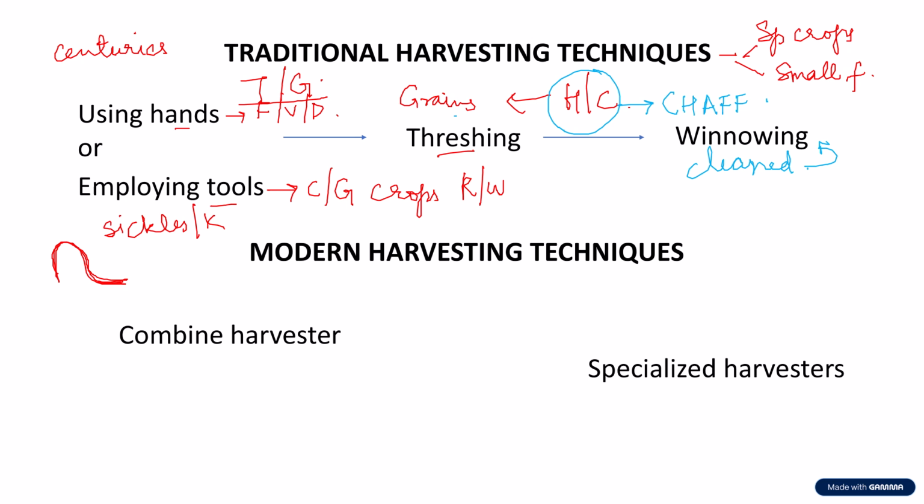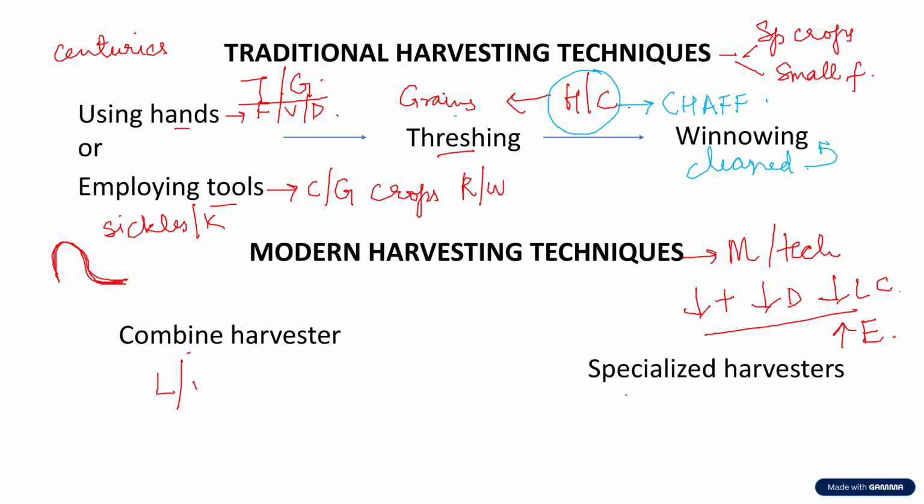Now moving on to the modern harvesting techniques, which involve machines or technology to reduce time, decrease damage, reduce labor cost, and increase efficiency. It involves combined harvesters and specialized harvesters. Combined harvesters are large and versatile machines. As the name indicates, they can perform multiple tasks at a time, or simultaneously. So what are those multiple tasks? Cutting or collecting the grains, and doing threshing, that is, separating the grains.